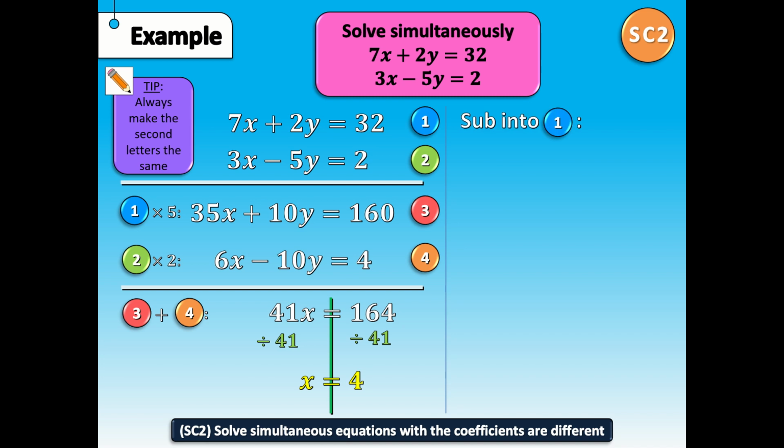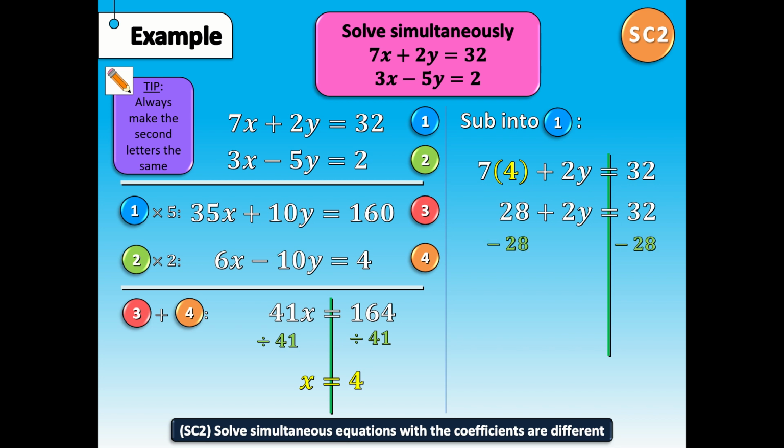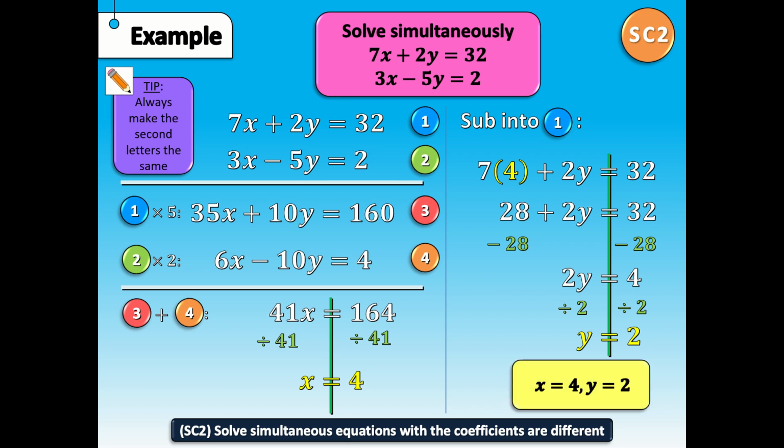I can substitute this into the first equation. So 7 times 4 plus 2y should equal 32. So 7 times 4 is 28. So 28 plus 2y equals 32. Take 28 off both sides. So 2y equals 4. And divide both sides by 2. So y equals 2. So my two solutions, x equals 4 and y equals 2.